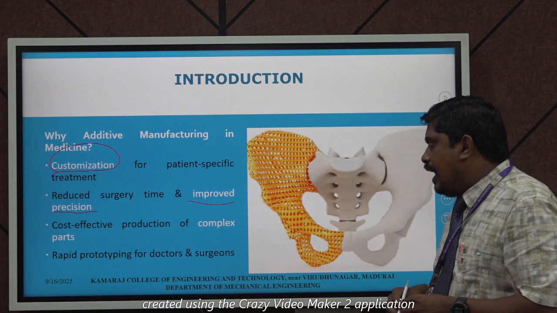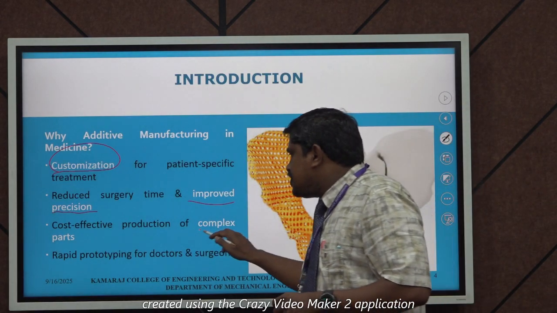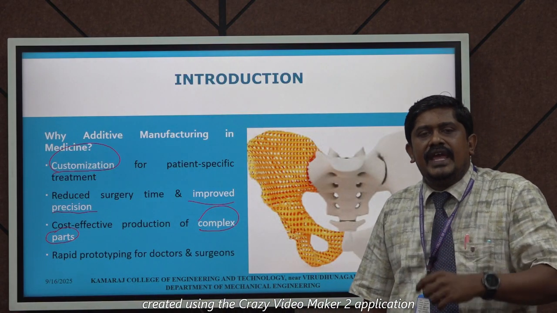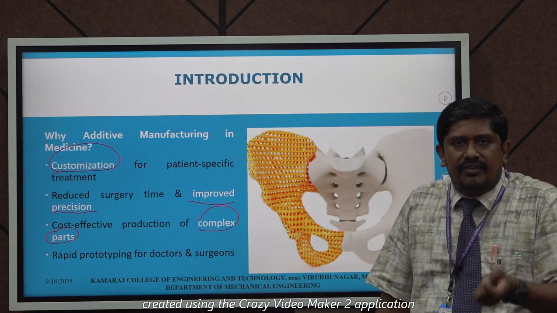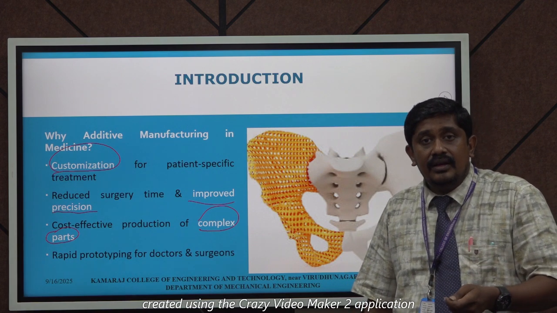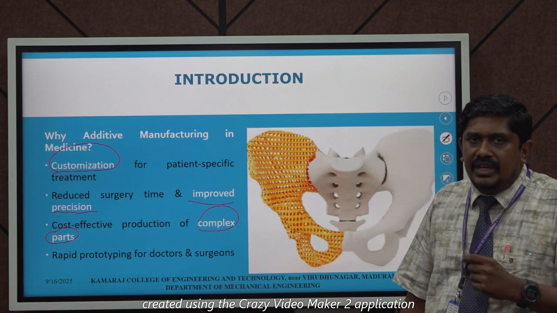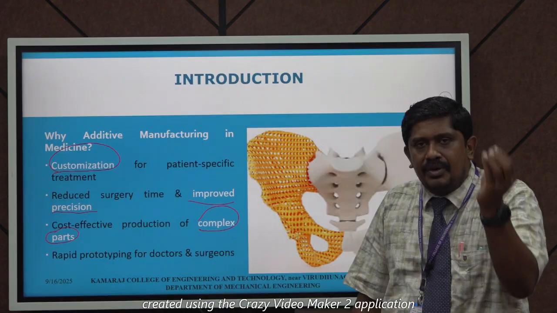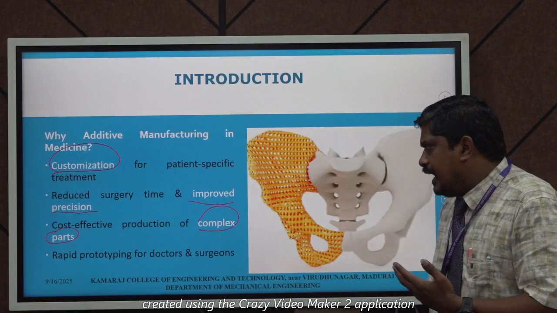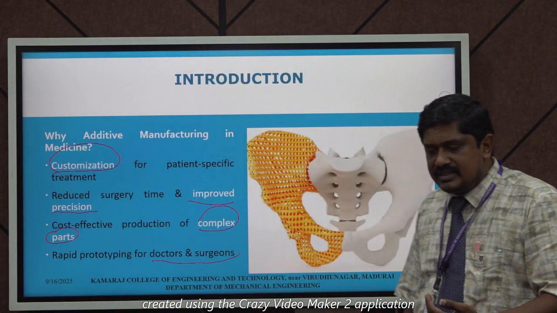importance of additive manufacturing: cost effective production of complex parts. If you manufacture a complex part by the traditional manufacturing method, it will take a lot of time and involve a lot of manufacturing activities. It leads to increased time and increased risk to the patients. So additive manufacturing will reduce the various manufacturing processes into a single manufacturing process as metal additive manufacturing. And of course, rapid prototyping for doctors and surgeons is widely used nowadays.